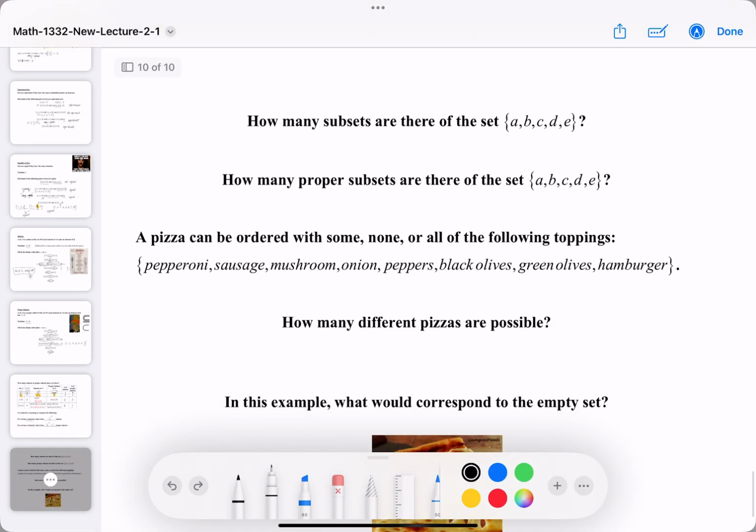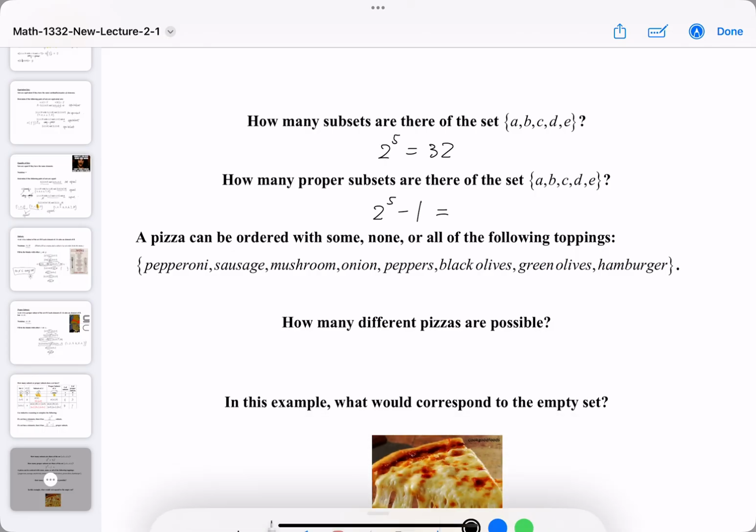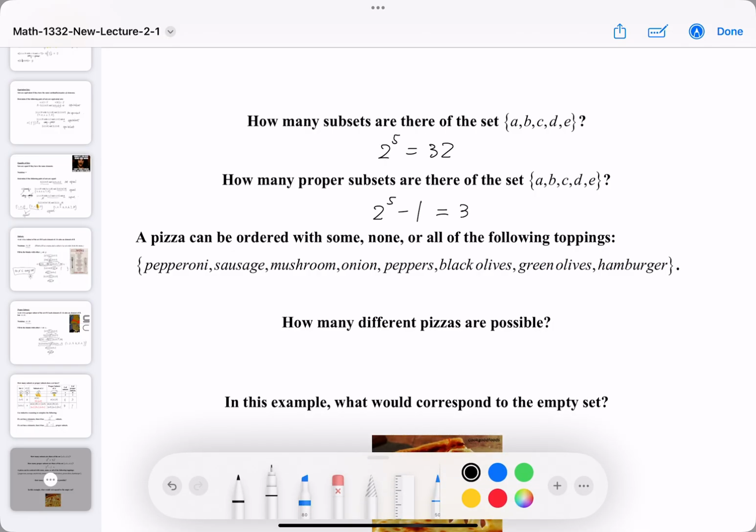All right. How many subsets are there of the set {A, B, C, D, E}? So how many elements do we have? We have 5 elements in the set. So we have 2 to the 5th. So the total number of subsets is 32. How many proper subsets are there of the set {A, B, C, D, E}? That is 2 to the 5th, and then minus 1, which is the set {A, B, C, D, E} itself. All right, this is 31.